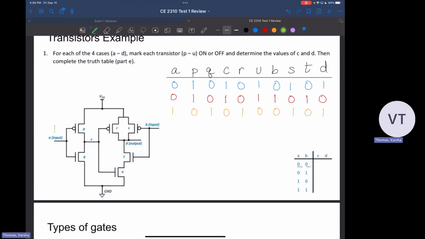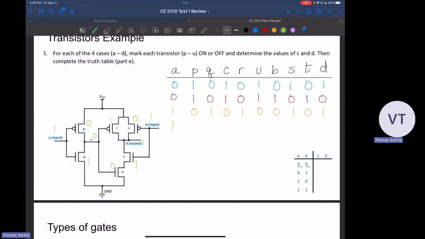In the green, you've got A is 1 and B is 1. So again, working from left to right, when A is 1, P is 0, Q is 1. So C is going to be 0 because there is a path directly to ground. When C is 0, R is 1, U is 0. When B is 1, S is 0, T is 1. So you've got a similar situation where you don't have a full connection to ground, but in this parallel circuit up here, you have a connection to power through the switch. So the value at D is going to be 1.